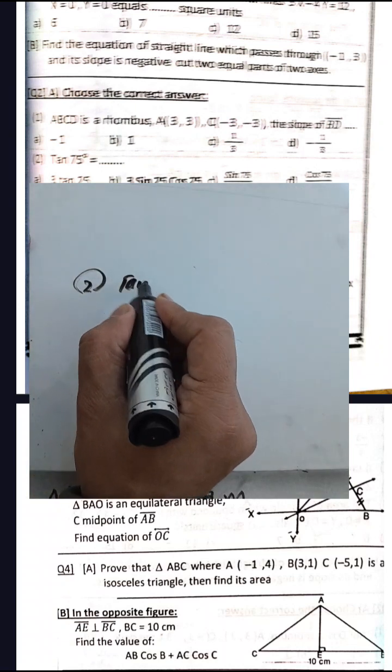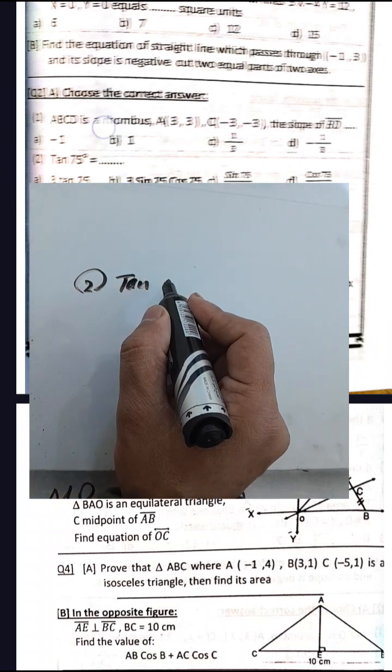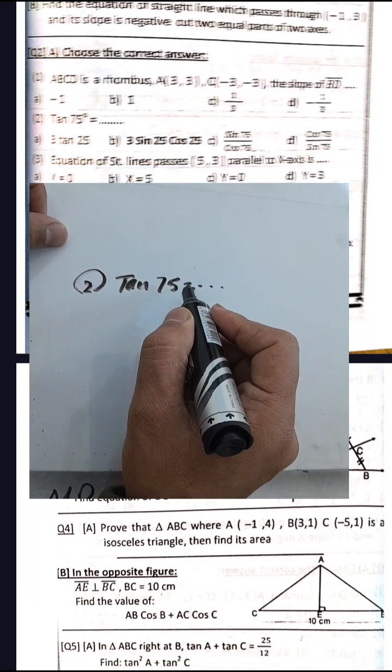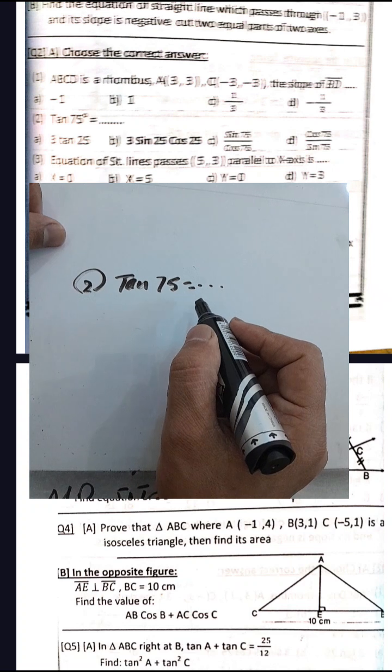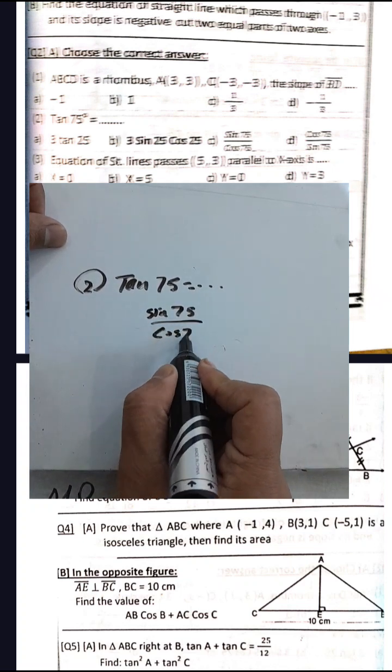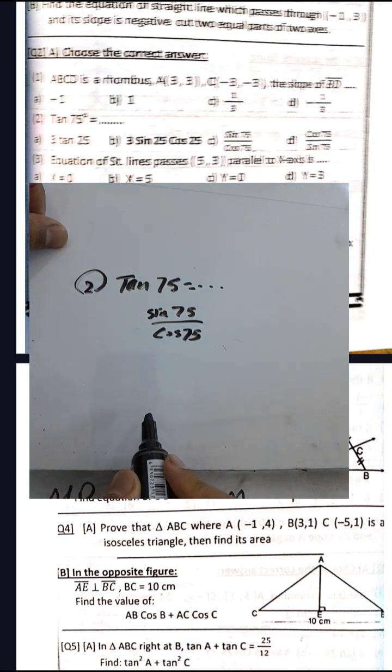Question number 2. We have sine 75 over cosine 75, which is tan 75. Okay, it shows letter D.